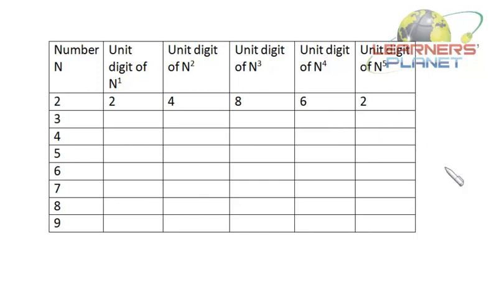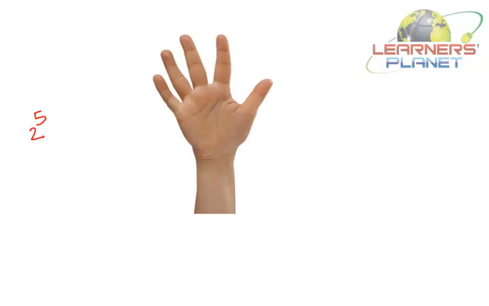Similarly, we calculate it for 3. Let's begin. 3 raised to 1 is 3, then 3 square, that is 9. 9 3s are 27. I got 7. 7 3s are 21. I got 1 at the units place, and 1 3s are further 3. So whatever I started with, 3, I end up with 3. That means 3 raised to 5 will also end in 3. Let's fill up the table.